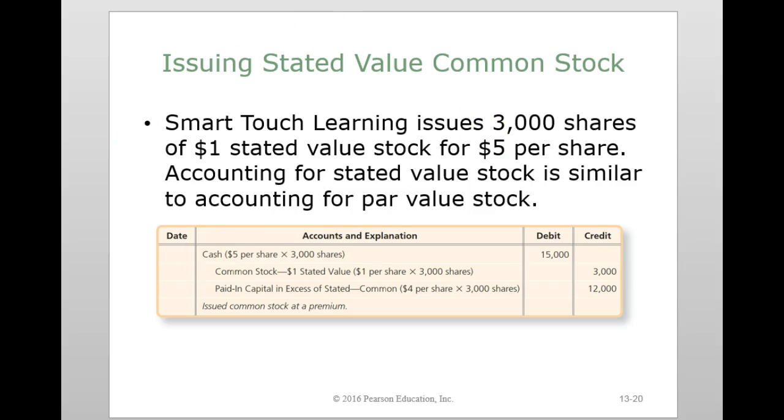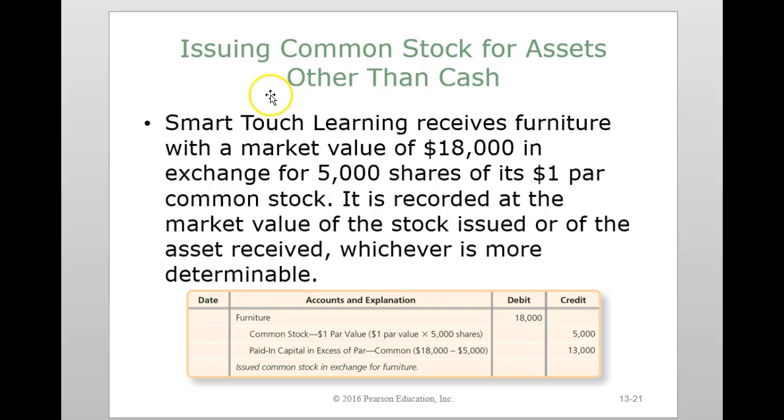And then the next one they look at is stated value. Remember I said it's treated just like par? And that's exactly what you'll see here. You'll have the original, the cash. You'll have the common stock, and then you'll have in excess of stated rather than par. And this is issuing common stock for something other than assets, and that's just a simple, somebody gave you furniture worth $18,000, so you're going to split it out the same way. Only instead of hitting cash as your asset, it's going to be furniture.